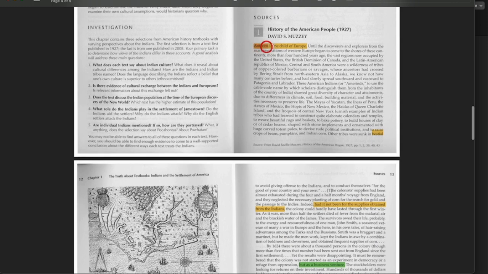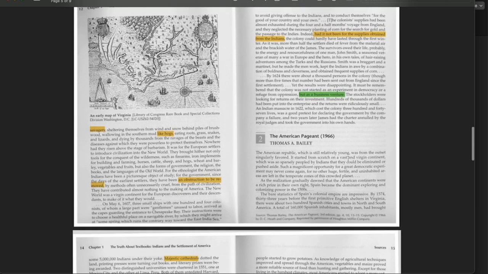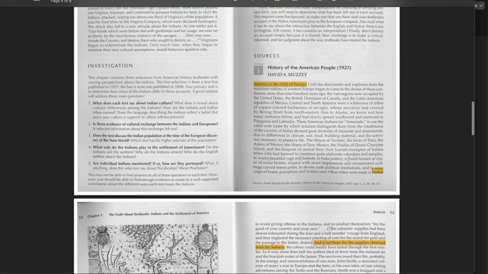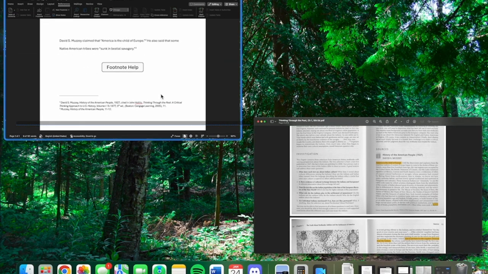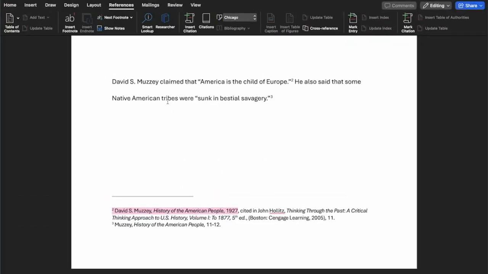If I'm quoting America as the Child of Europe, I'm really not sure what page of Muzzy's book that is on. It really doesn't tell us. So I will not be including a page number from Muzzy. I'm only including the page number from the textbook because that's the specific one that we are given. So if there was a page number for Muzzy, you could just pop it in there with commas, but we don't have an exact page number for that. So don't worry about that.